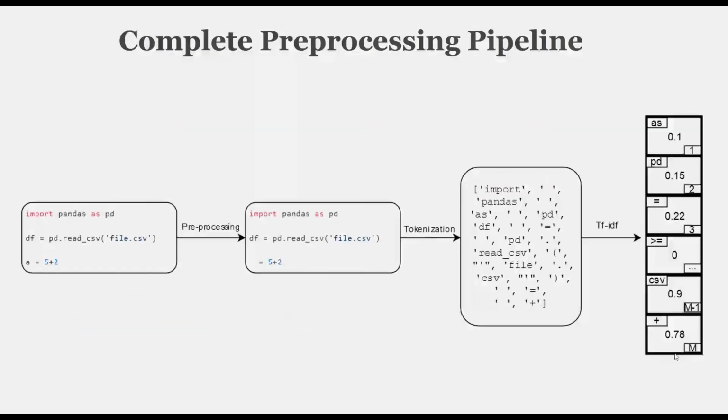So to sum up, this is an overview of the complete preprocessing pipeline. First, what we've got is a code snippet here, then we preprocess it by removing what we think are stop words, then we get to the tokenization part where we separate our code snippets into tokens, and the last part is using the TF-IDF vectorizer to get an array of fixed length. So let's get to the code part.